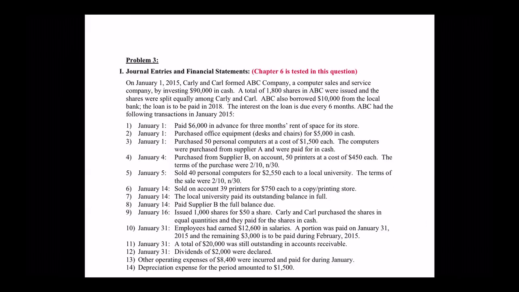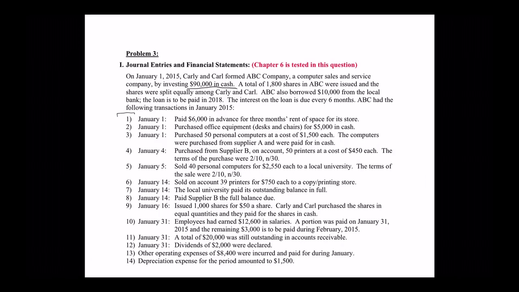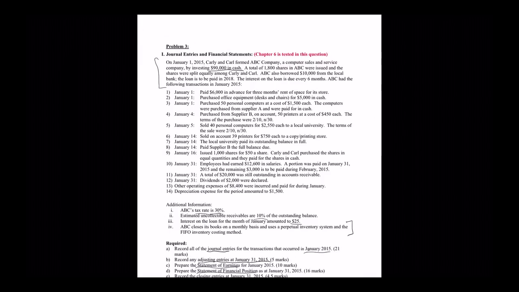On January 1st, 2015, Carly and Carl formed ABC Company, a computer sales and service company, by investing $90,000 in cash. So a lot of people reading this problem may only start recording the entries over here, but that's not the case. You actually need to record from the beginning of the narrative. So when they tell you that cash was invested in the company to start it, you need to actually record that right away.